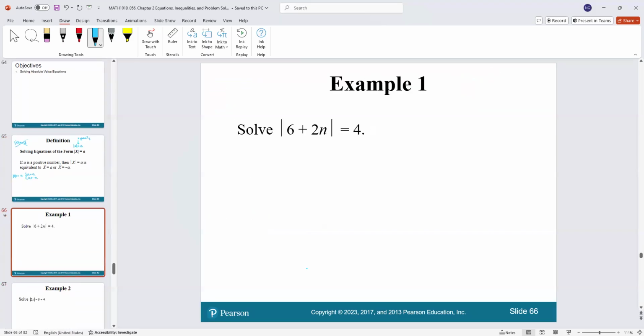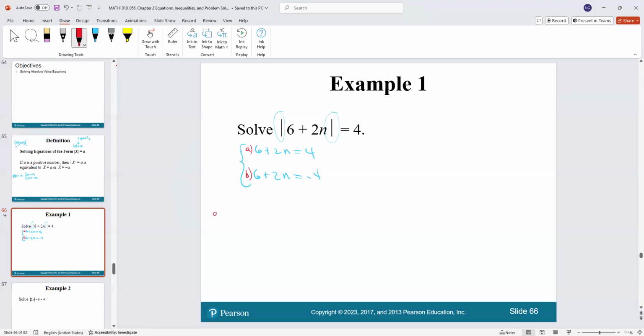Now let's see in examples when they ask us to solve equations containing absolute value. In order to solve, we need to get rid of these two bars. Remember, these two bars mean absolute value. How do we get rid of it? By removing the absolute value, we have two separate, distinct equations. We're going to have 6 plus 2n equal a positive value, 4, and 6 plus 2n equal -4. So we have two equations that we need to solve, each of them separately.